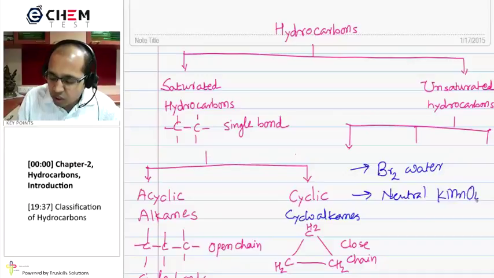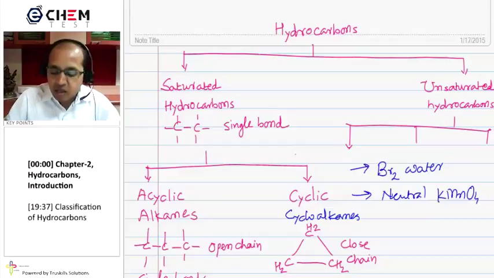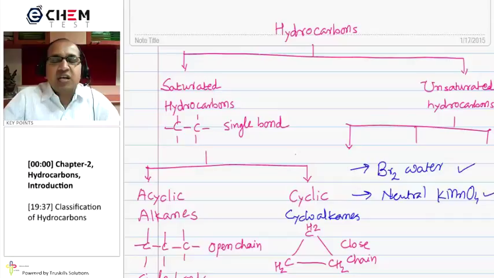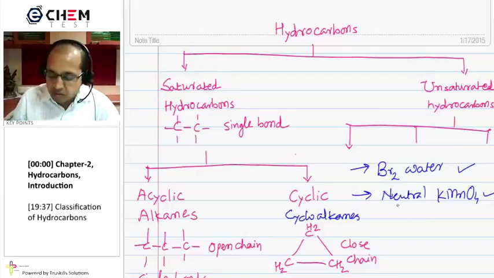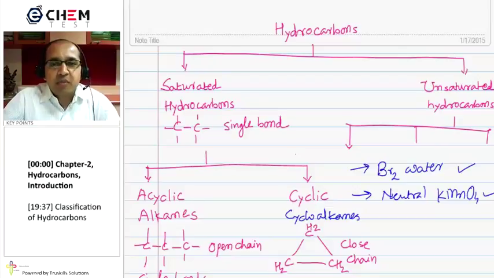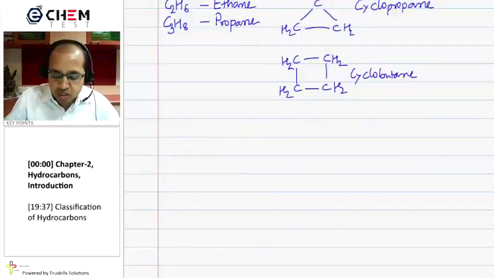Bromine water is a yellow color solution, neutral KMnO4 is a purple color solution, and if you add it to an unsaturated hydrocarbon, then if these two solutions get decolorized because of the reaction, that reaction indicates the presence of unsaturation in your hydrocarbon. So I can say that unsaturated hydrocarbons give a positive test with neutral KMnO4. They can decolorize neutral KMnO4, and decolorization of neutral KMnO4 is an indication of the presence of unsaturation in your hydrocarbon.